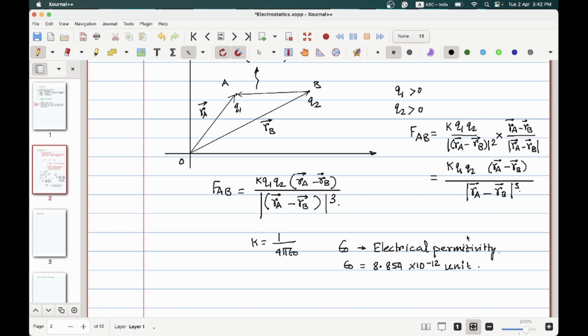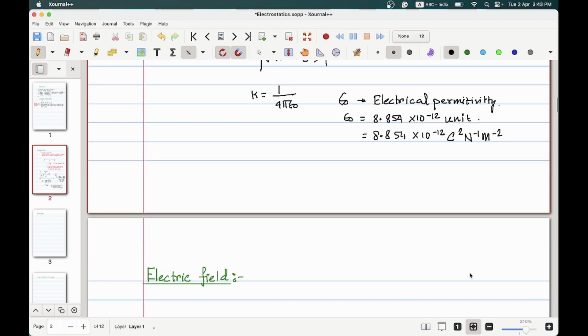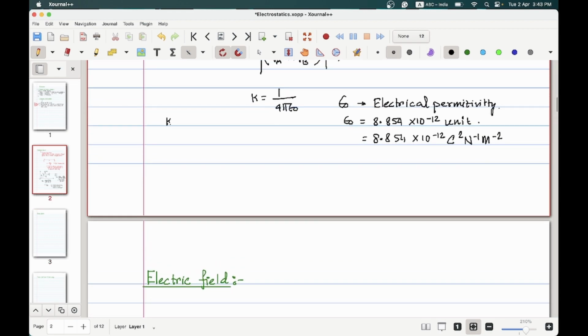You can calculate the unit from the unit of charge square by unit of force into unit of distance square. Please also remember the value of K, which is almost 9 into 10 to the power 9. And epsilon equals epsilon R epsilon naught, where epsilon R is the relative permittivity of a medium.